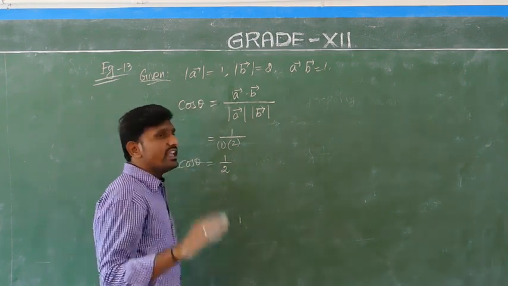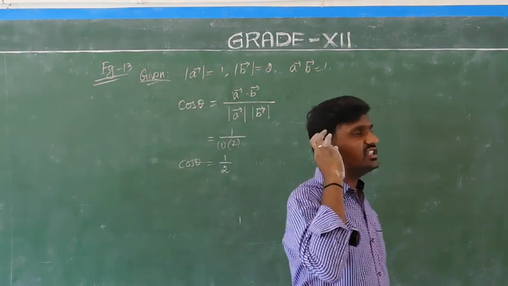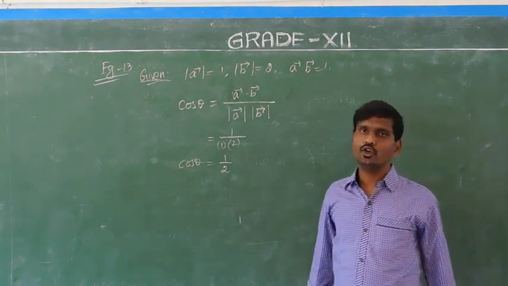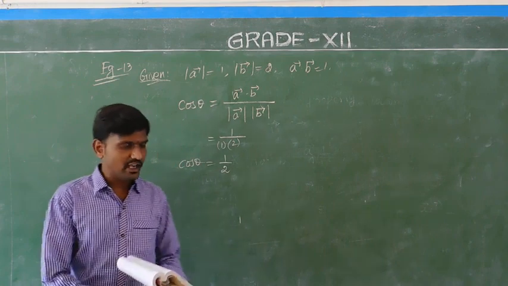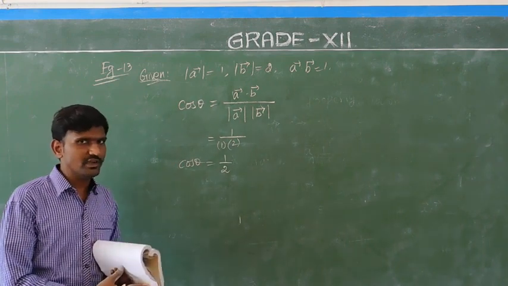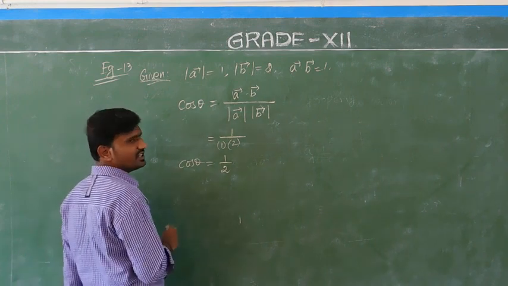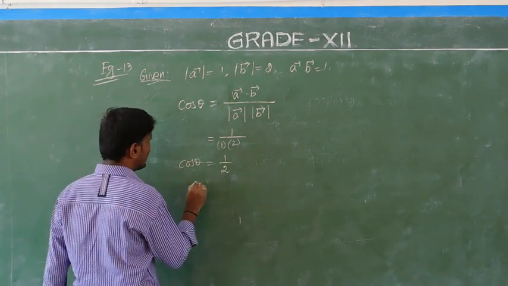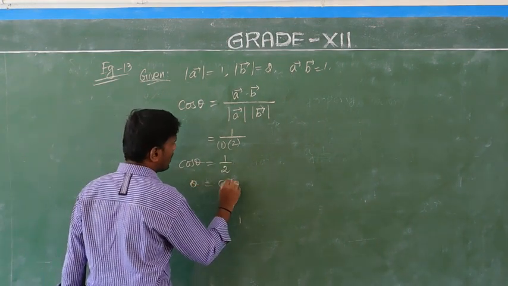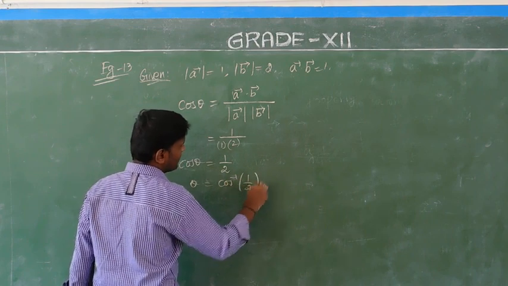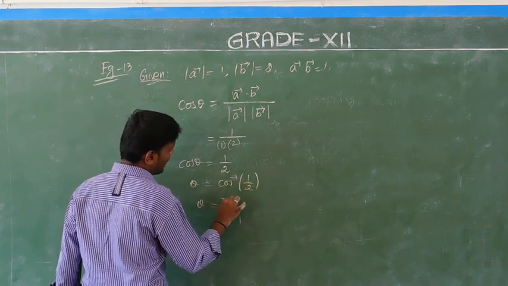Okay. So in the cos theta, which angle contains 1 by 2? You know that. Yes. What is the value? Pi by 3, which is 60 degrees. Cos 60 degrees equals 1 by 2, no? So theta is equal to cos inverse of 1 by 2. That is theta equal to pi by 3.